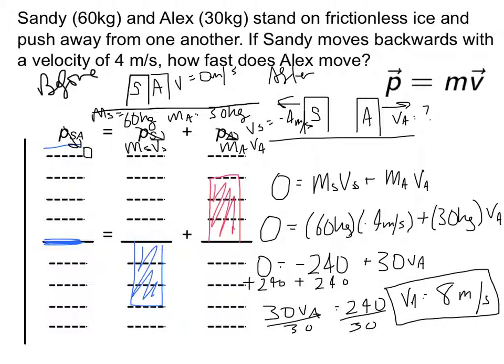Now, since we know their momentums have to be equal, it should make sense that if Sandy has twice the mass of Alex, he will have half the velocity. 60 kilograms times 4 meters per second is the same as 30 kilograms times 8 meters per second. And that is the end of our tutorials for solving momentum problems.